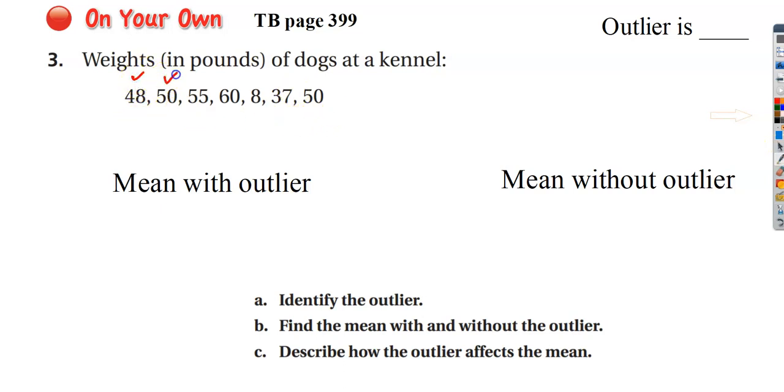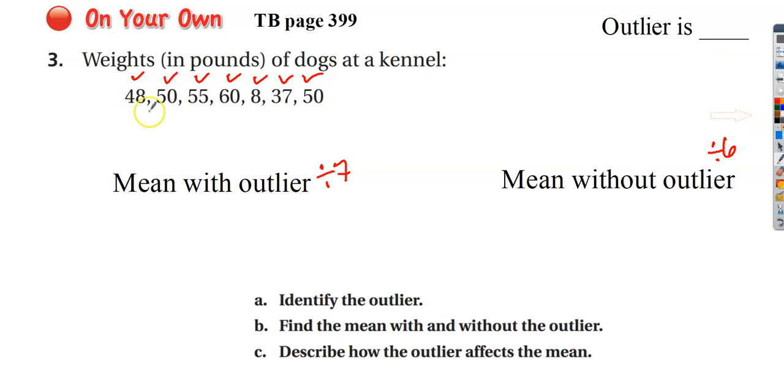Okay, so I looked through this. I count 1, 2, 3, 4, 5, 6, 7. So I've got 7 numbers. So I know with the outlier, I'm going to divide by 7. And then when I cross off the outlier, I know I'm going to be dividing by 6. Again, that's just a little note I make for myself, so I make sure I divide by the correct number.